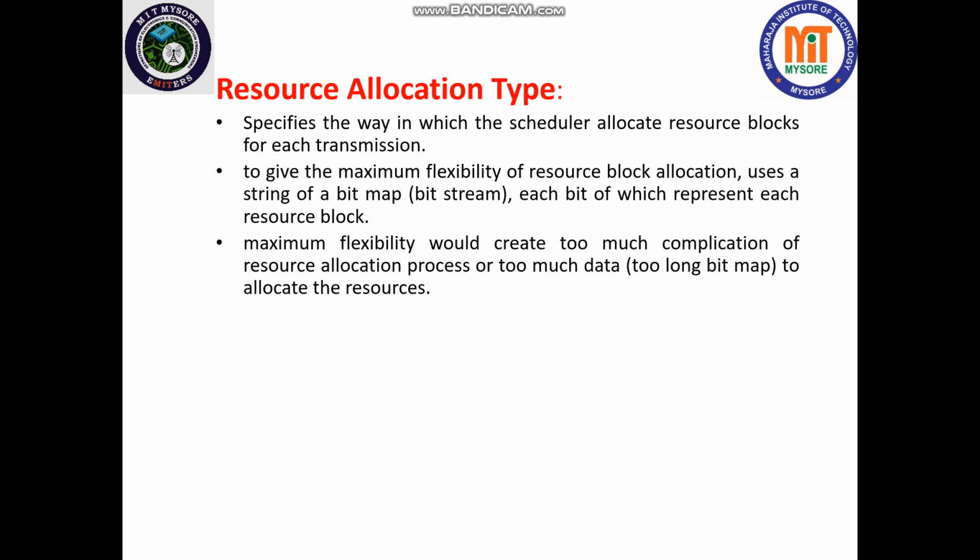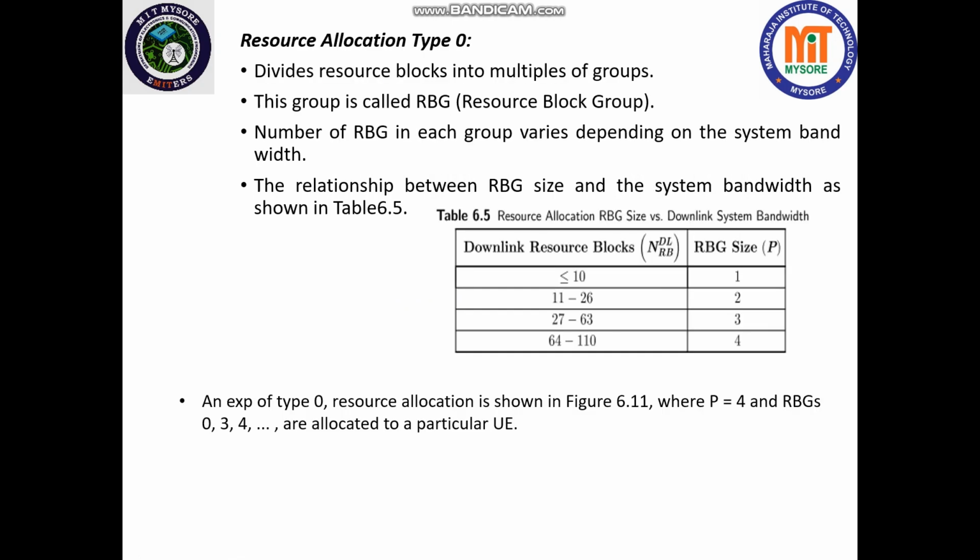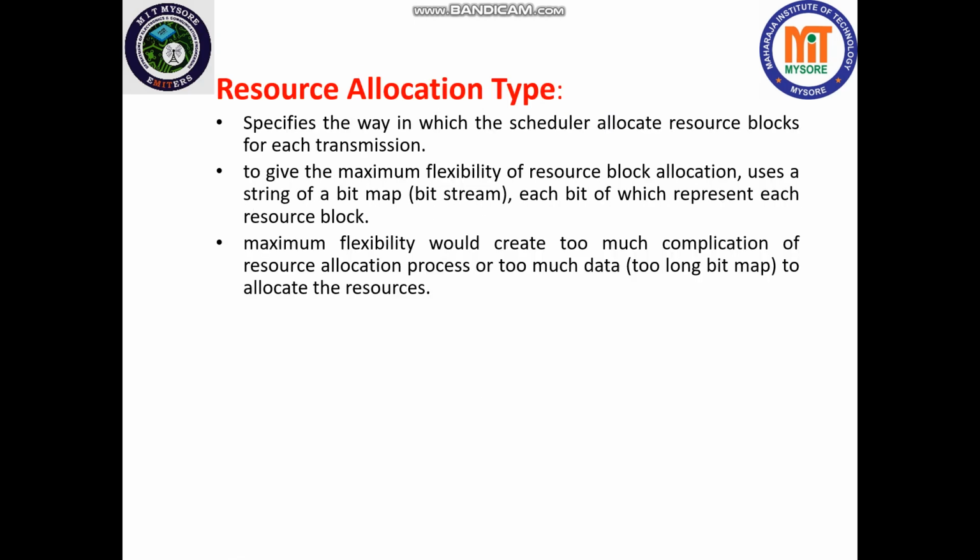Let us see the types now. First one is resource allocation type 0. This method divides the resource blocks into multiple groups. Say 10 resource blocks in one group. The next 10 will be in another group. The next 10 will be in another group.